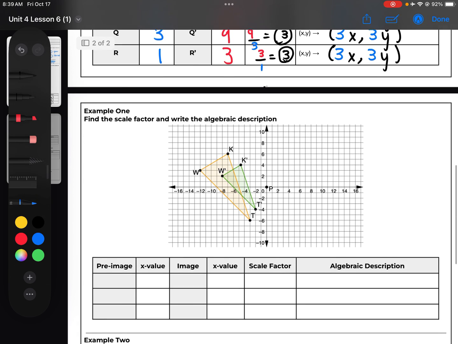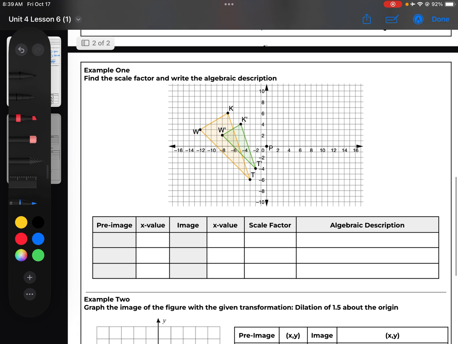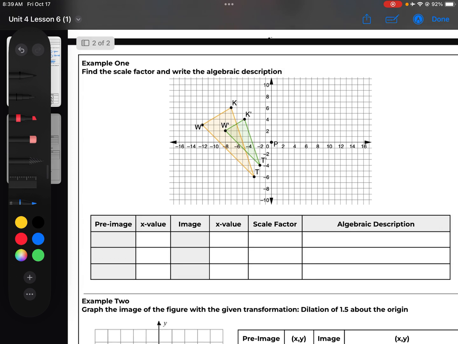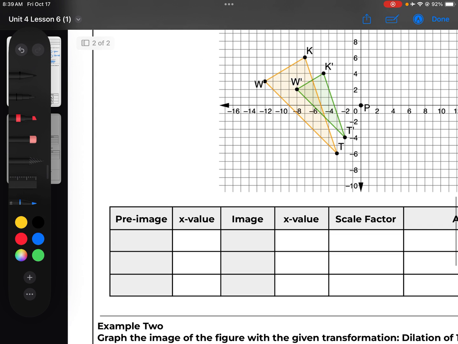We're going to go on to the back side here where we have example 1. They want us to find the scale factor and write the algebraic description, okay? So the pre-image and the image. The pre-image is before the movement. So that's going to be K, W, and T, okay? The image is going to be K prime, W prime, and T prime.